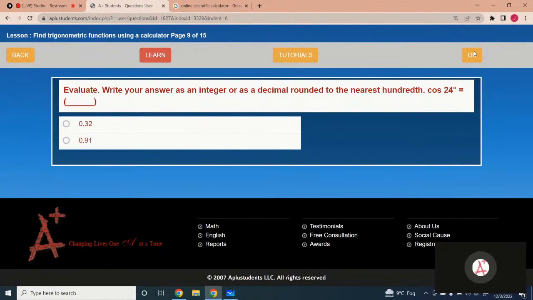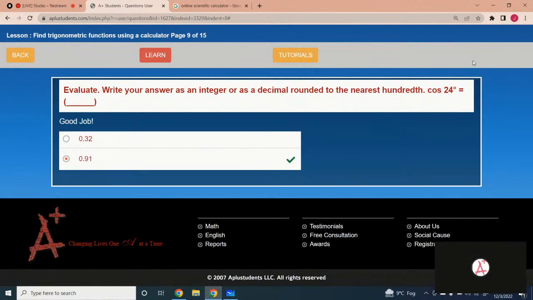Okay, evaluate. Write your answer as an integer or a decimal rounded to the nearest hundredth. So it would be cos 24. Got it? So let me just calculate the value of cos 24. It would be 0.91. Got it? So the correct option is 0.91. Just select the correct option, then click on the OK button.